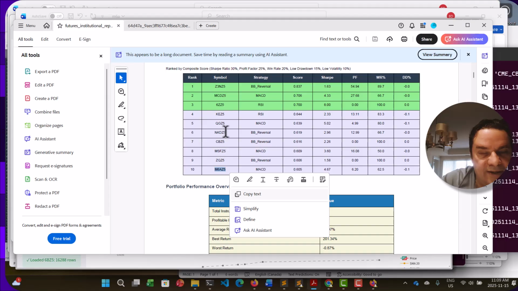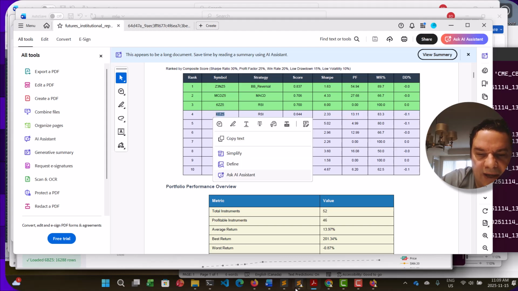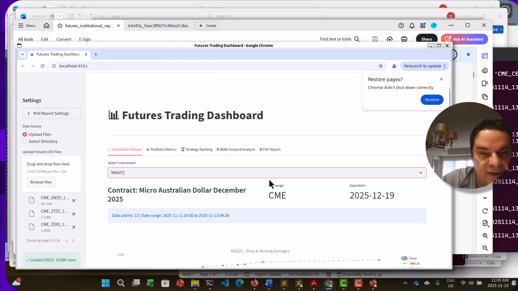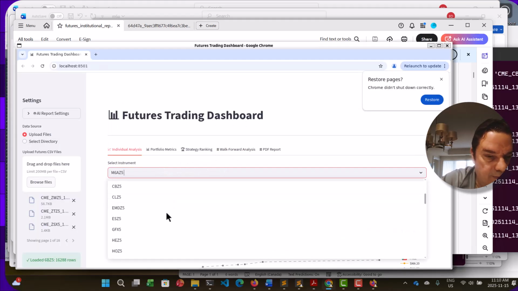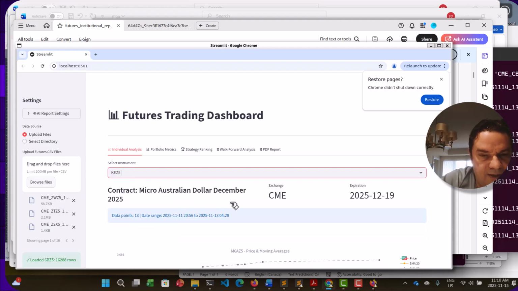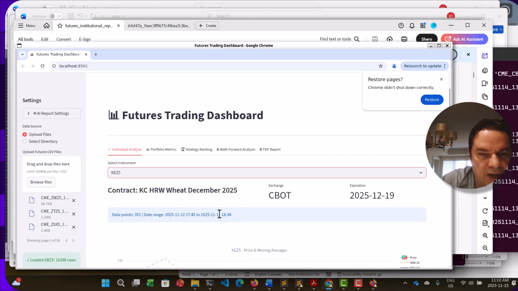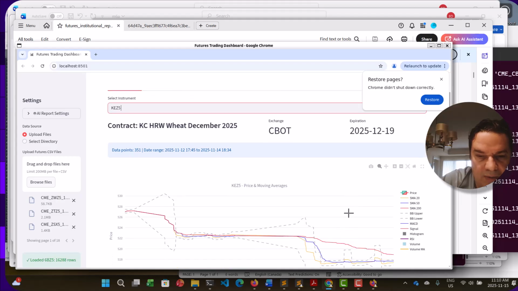I don't know. I'm just trying to figure out what's moving, like KE. I can't remember what KE is. I haven't looked at KE before, just as an example. That's going to be a big contract, that I know. So right here, let's just see what this is. So that's wheat. That's going to be probably pretty expensive.